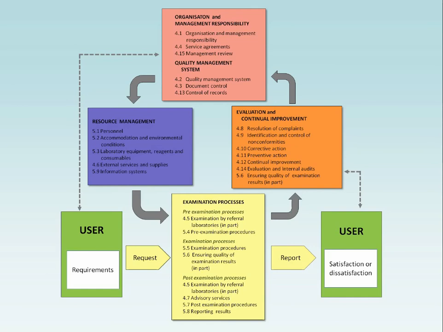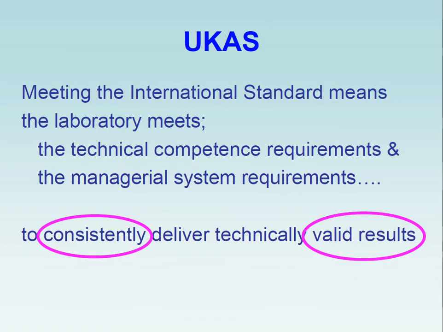So we need to reflect on what we do. We need to audit. We need to have a quality management system that has these things stated in it so that they are performed. Resource management, there are some new additions in resource management about equipment and reagents, and we'll go into some of these.